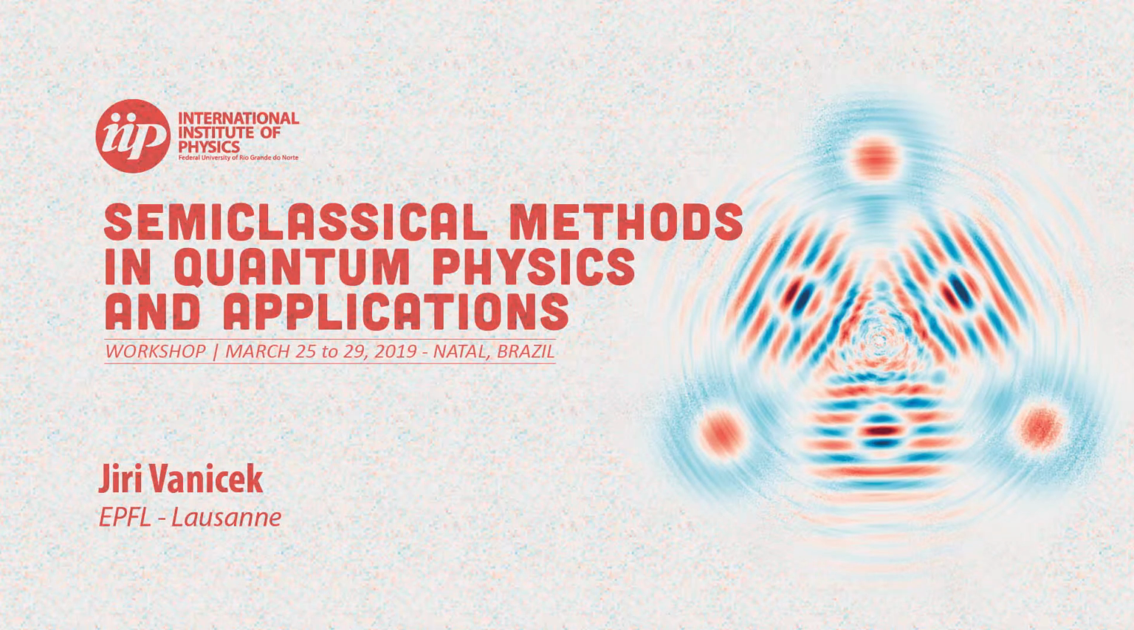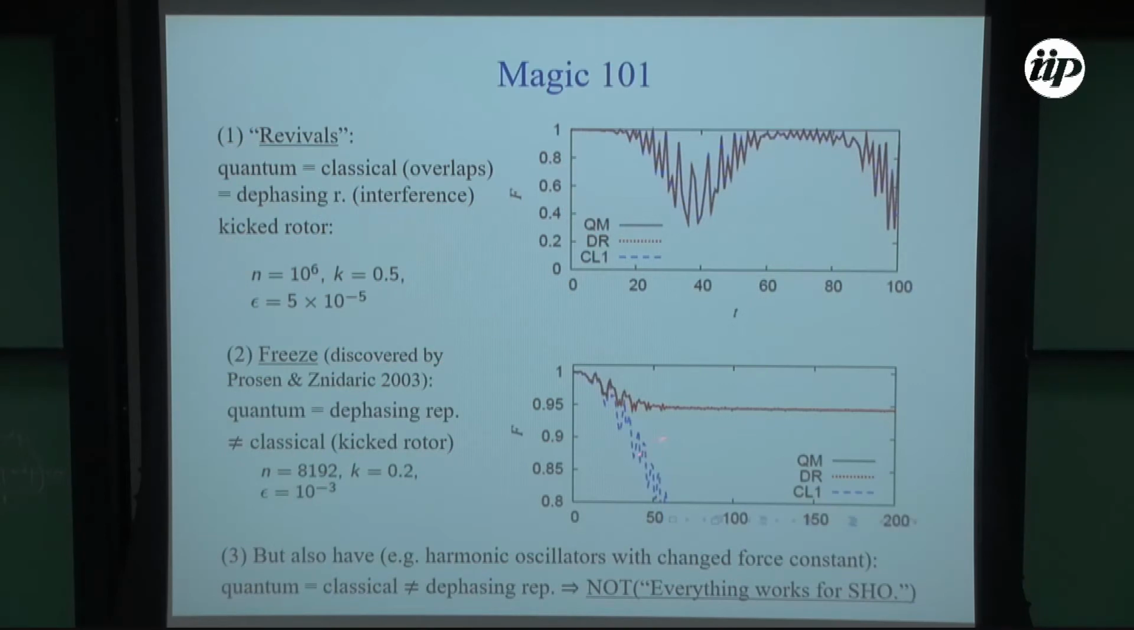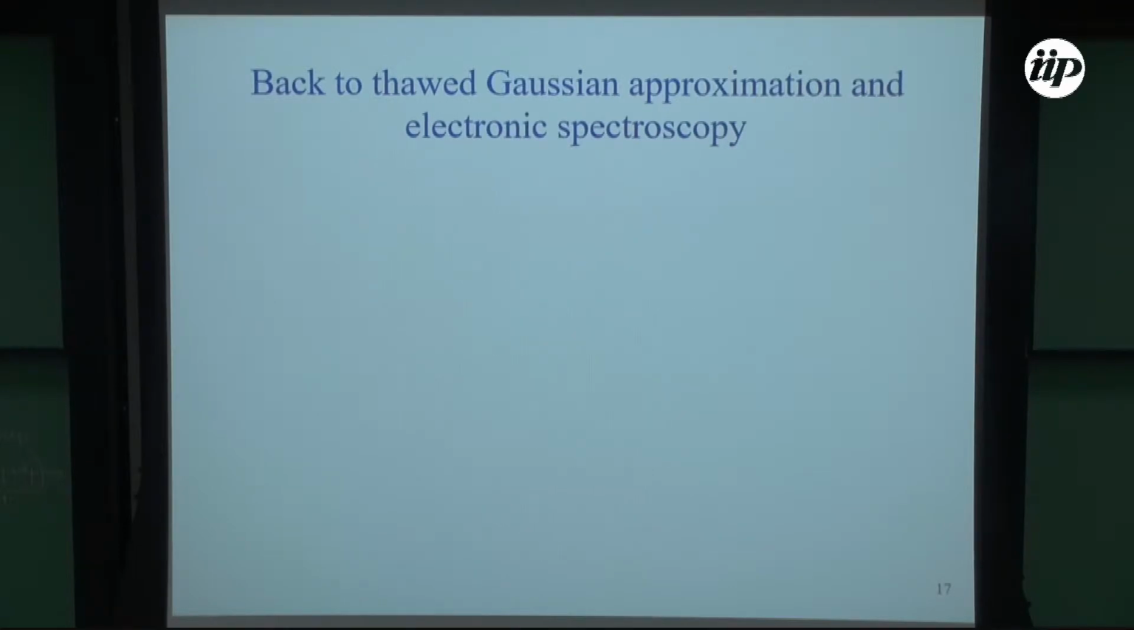Situations where everything works for harmonic oscillator. So this is a disaster in harmonic oscillator, where of course classical Wigner model is exact. The classical fidelity will give you the same. So here the semi-classic would actually be worse. Okay, so any questions about this?